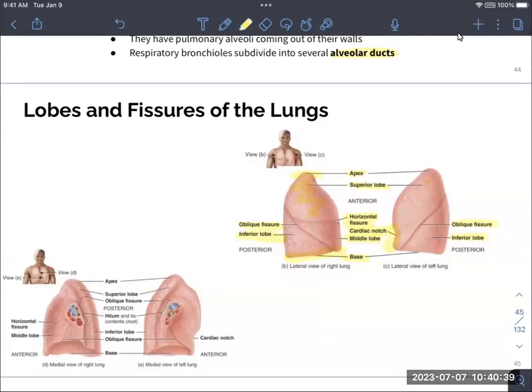The hilum. The hilum is this entire opening. We have our bronchi or primary bronchus that enters the lungs here. We have our pulmonary arteries and our pulmonary veins that go through here. We even have lymphatic vessels that go through here. So this is where everything enters and leaves the lungs.